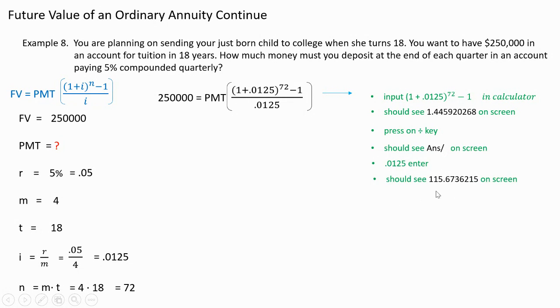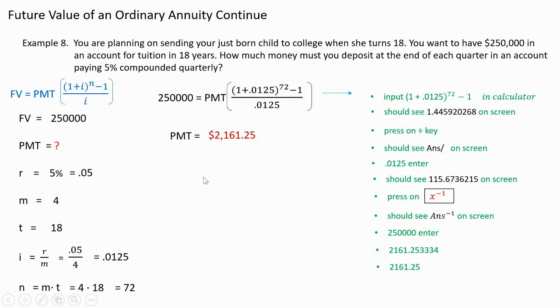115.6736215. Then you're going to hit the inverse key. That's what you should see on your screen, the answer to the power of -1. That means the inverse. Then you're going to enter the 250,000. So this is what you should see on your screen. So the payments will be $2,161.25. That's how much you need to deposit every 3 months because it's quarterly.